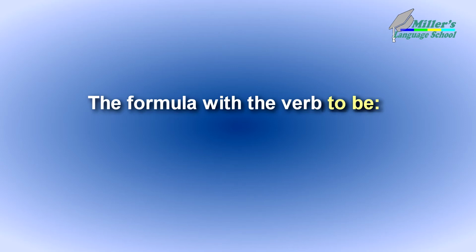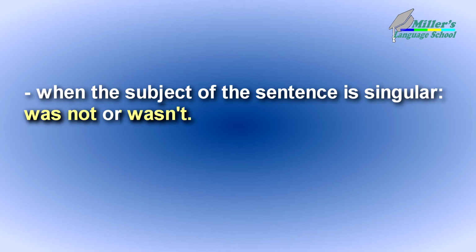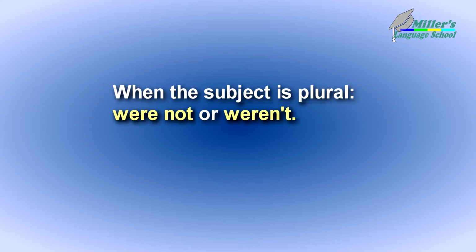The formula with the verb to be. When the subject of the sentence is singular, was not or wasn't. When the subject is plural, were not or weren't.